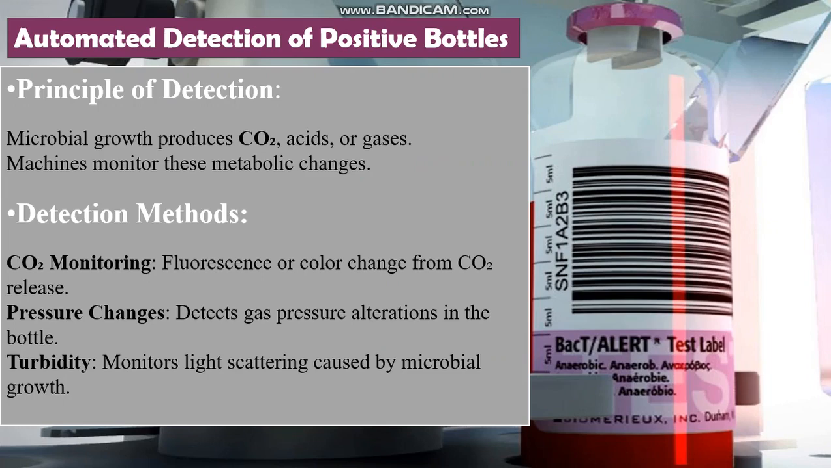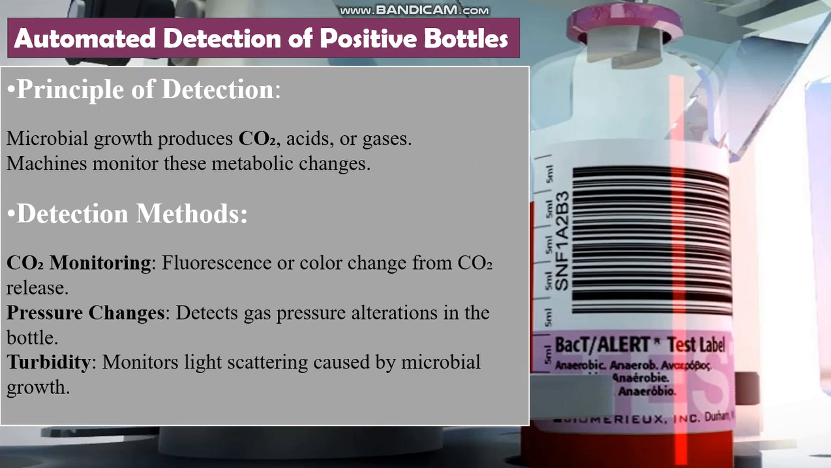There are three main detection methods. The first is CO2 monitoring, where the CO2 produced reacts with a sensor in the bottle. It will cause a measurable change in fluorescence or color. This is commonly used in systems like BACTEC.